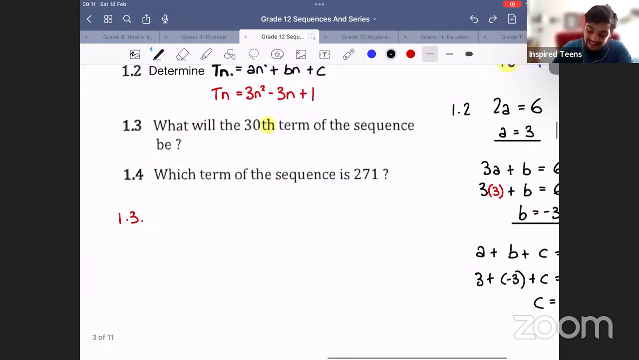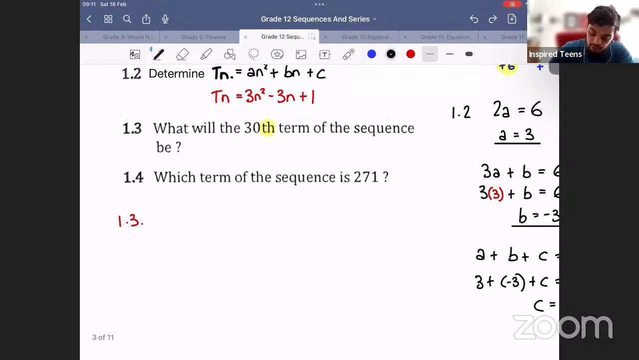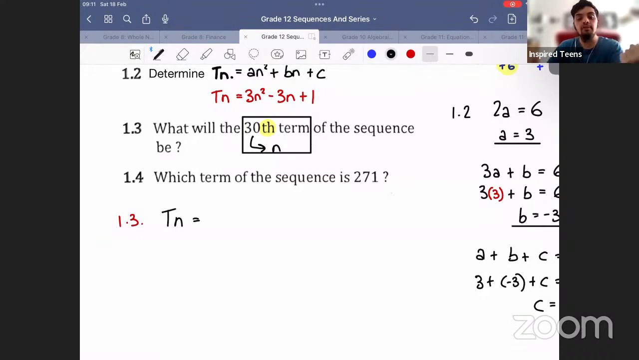So what will the 30th term of the sequence be? I'm going to use the formula that I just worked out and substitute 30 as n, because they want to know the value of the 30th term. n is given, correct. So Tn is equal to 3 into 30 squared minus 3 into 30 plus 1. Let me just do this calculation quickly.